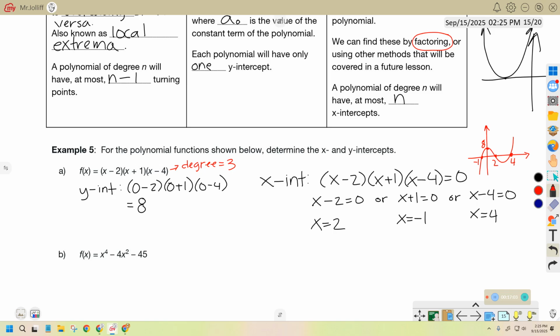Very good. And remember that we talked about turning points. We know because this is a degree 3 polynomial, what's the maximum number of turning points I can have? It's 2, n minus 1. And notice this graph has 2. It has a local max here. It has a local min here. And we practiced how to find those with our calculator like last week. Good. Very good. I'm going to do one more with you, and then I'm going to have you try one.